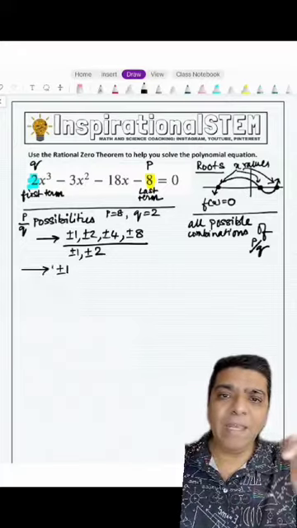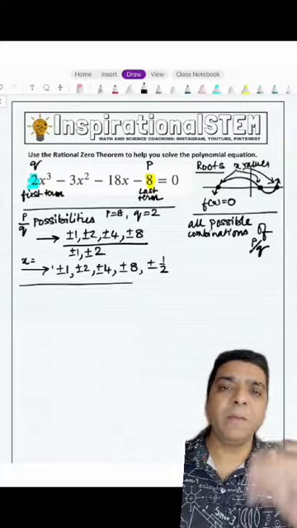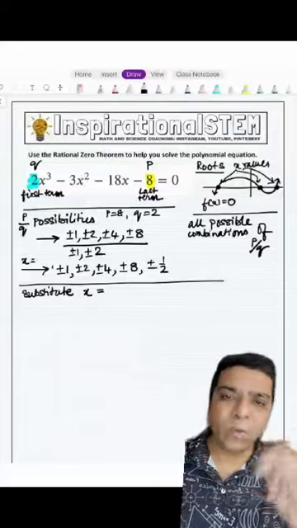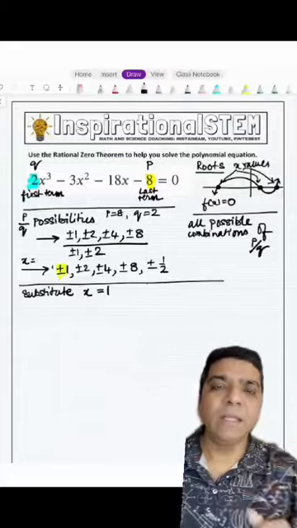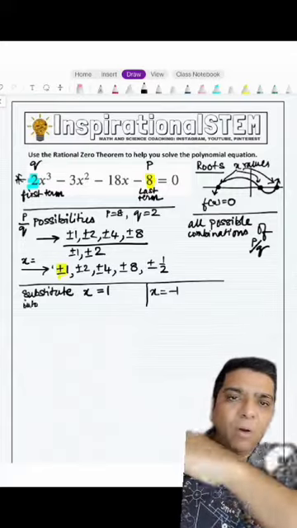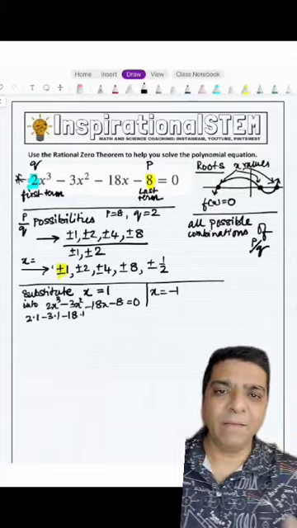The p is 8, so plus 1, minus 1, and so on and so forth, all the way up to plus or minus 8. And then in the denominator, you have plus or minus 1 and plus or minus 2. Those are the only factors of 2. Okay, so we have all of these possibilities. We even have plus or minus 1/2 as a possibility.